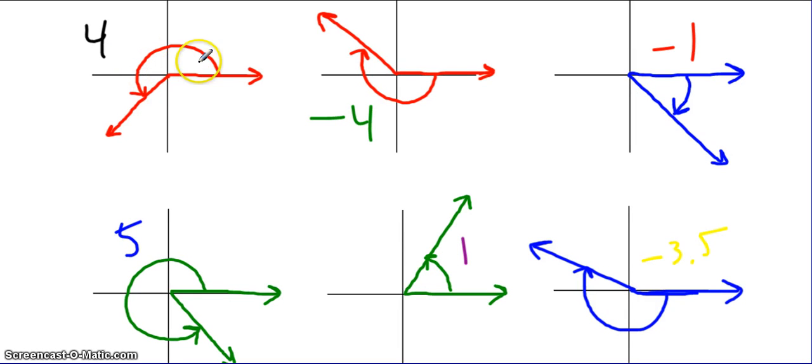Okay, so here I said that this is approximately 4 radians, this is approximately negative 4 radians, this is approximately negative 1 radian, this is approximately 5 radians, this is approximately 1 radian, and this is approximately negative 3.5 radians. If you're within 1/2 of a radian of any of all of my answers, then you're doing this correctly. Again, it's just an approximation.